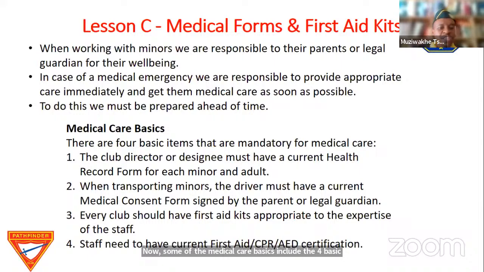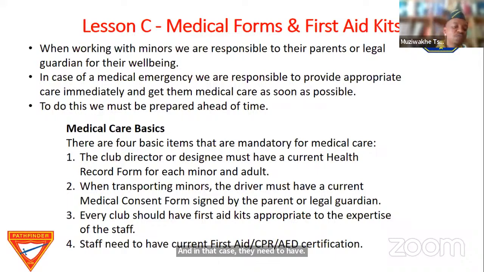Number 1, the club director or designee must have a current health record form for each minor and adult. And this depends on the size of the club. Some clubs are privileged enough to have a nurse who is a designee to look after the club. And in that case, they need to have the health record form.